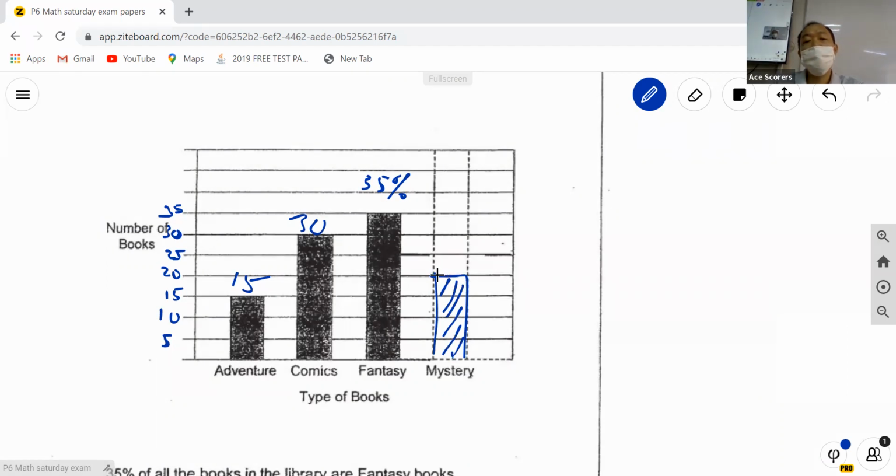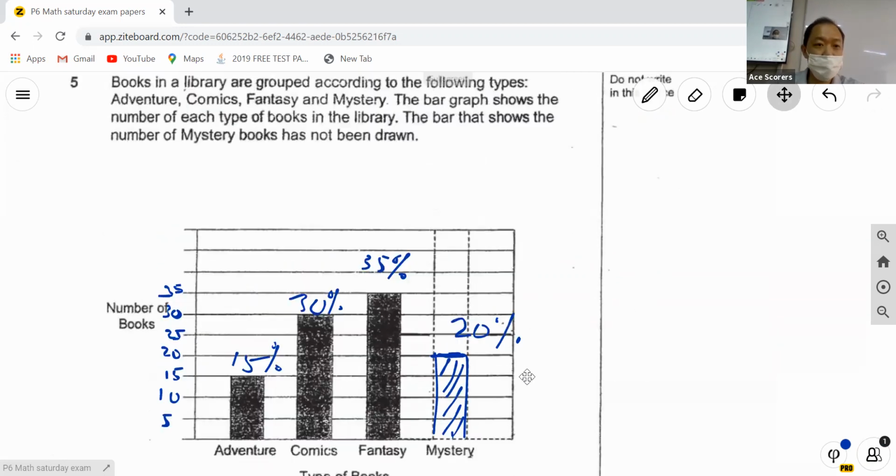You add all this up. 45 plus 35 is 80. So this is 20%. Right, so far so good? You see, I took only 5 minutes, and we are at question number 5.